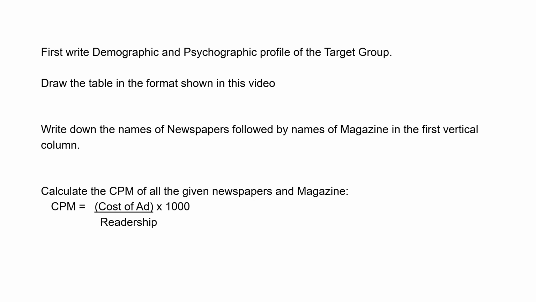Firstly, you will start by writing the demographic and psychographic profile of the target group. Draw the table in the format that is shown in this video. So you will see the format coming up. Write down the names of all the newspapers followed by the names of all the magazines in the first column that you have. For you to just refer, I've given you the CPM formula. CPM or cost per thousand equals cost of ad unit into thousand upon readership.